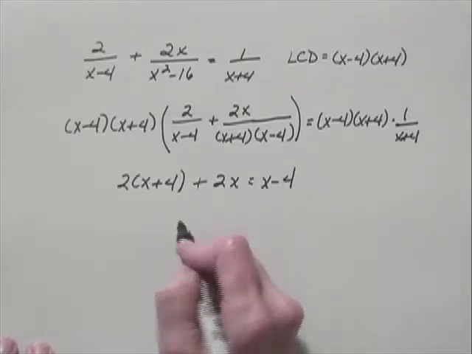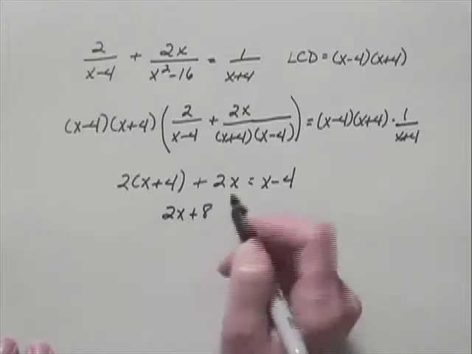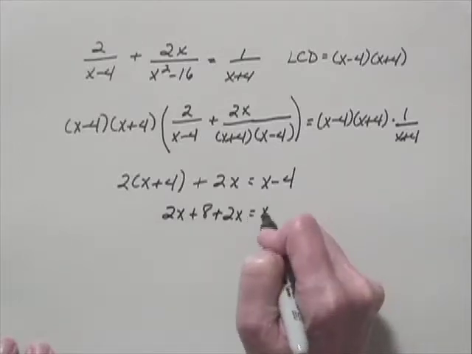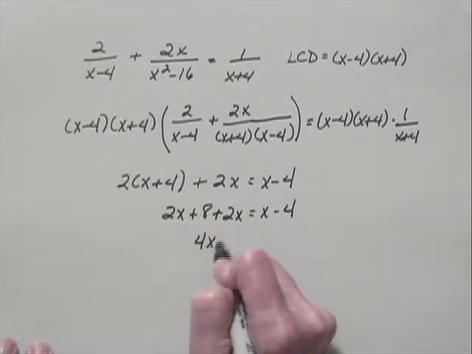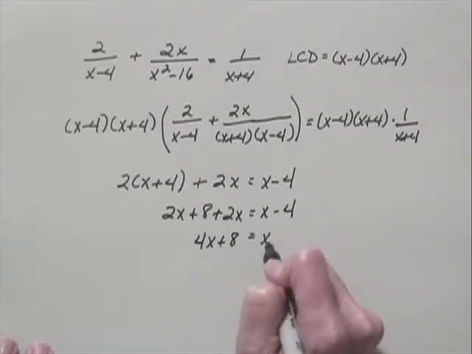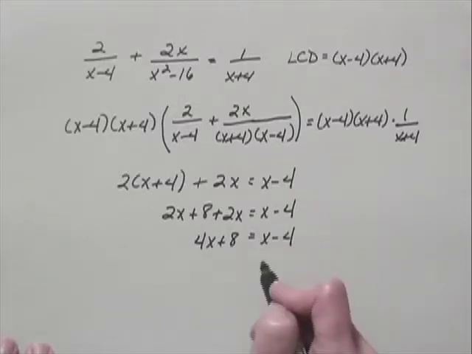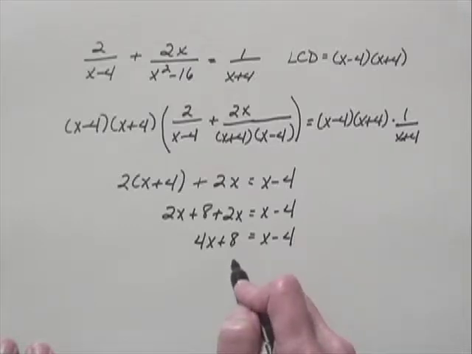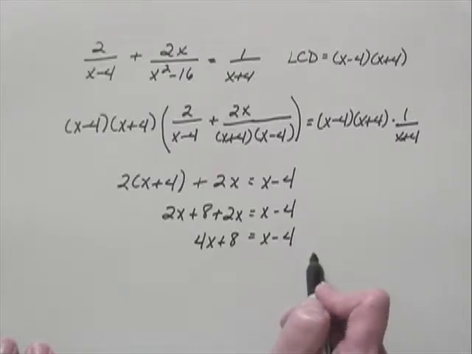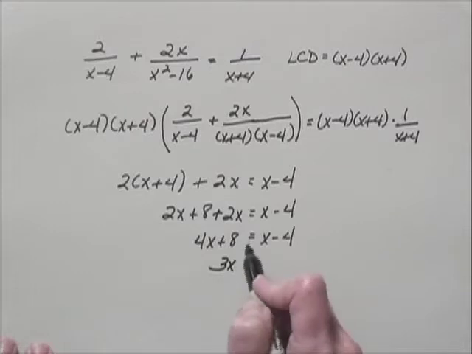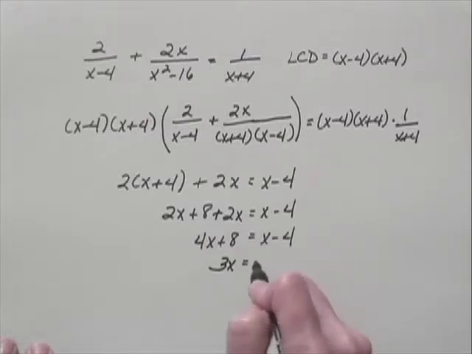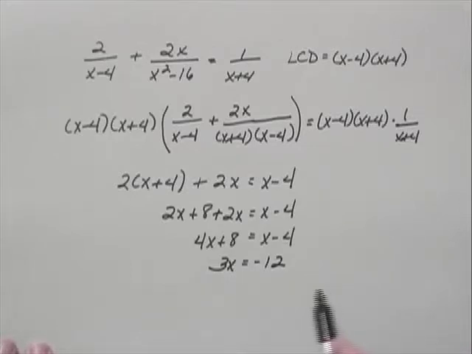Now let's remove these parentheses. I have 2x plus 8 plus 2x equals x minus 4. I'll collect like terms on the left-hand side. 4x plus 8 equals x minus 4. Now I can subtract x on both sides and also subtract 8 on both sides. When I subtract x on both sides, I'm left with 3x on the left. And when I subtract 8 on both sides, I have negative 12 on the right-hand side. So 3x is equal to negative 12. When I divide by 3 on both sides, I get x equals negative 4.